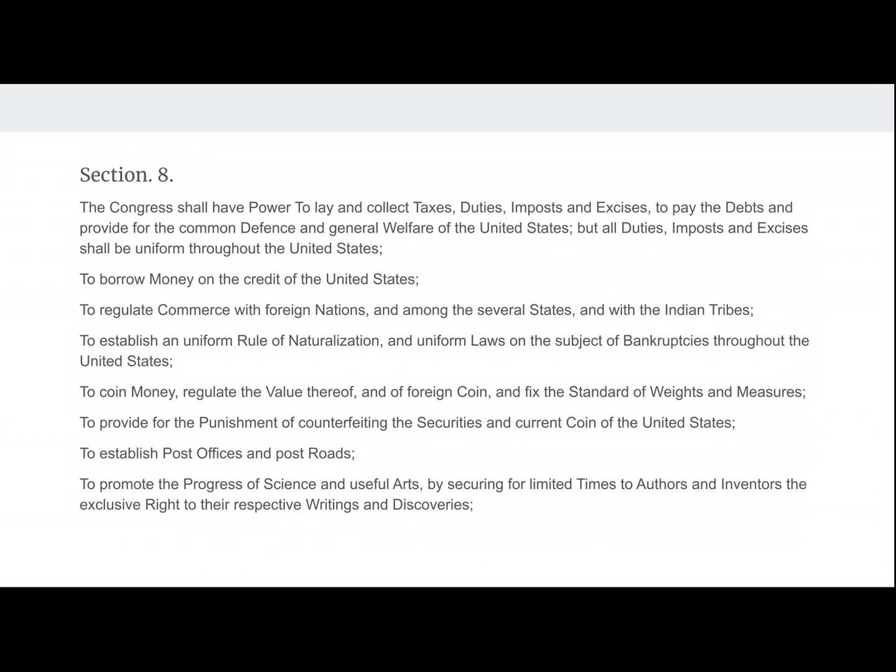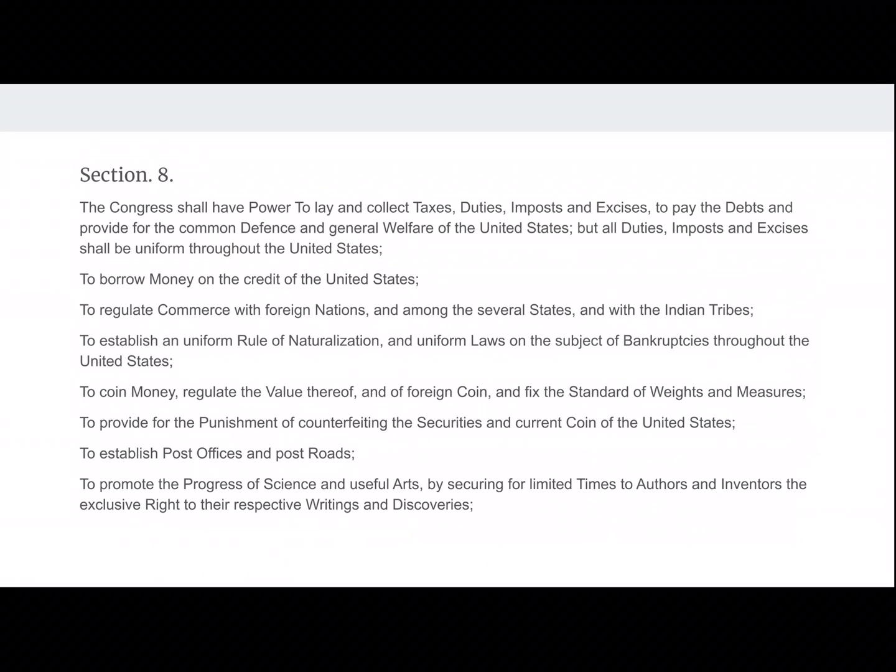Congress shall have the power to lay and collect taxes, duties, imposts, and excises, which is more taxes, to pay the debts and provide for the common defense and general welfare of the United States. But all duties, imposts, and excises shall be uniform throughout the United States. They have the power. Now you have to understand that we're saying that they have the power to do all these things: to borrow money on credit in the United States, to regulate commerce with foreign nations and among several states and with the Indian tribes, to establish a uniform rule of naturalization and uniform laws on the subject of bankruptcies throughout the United States.